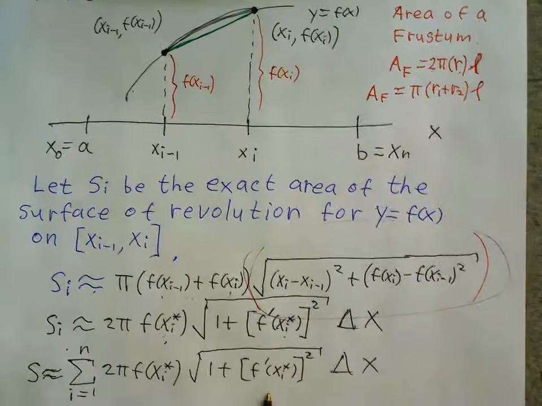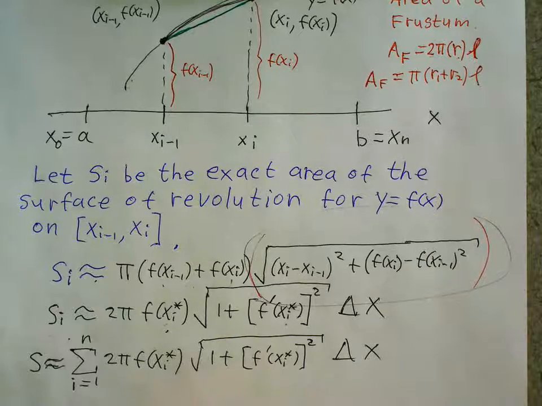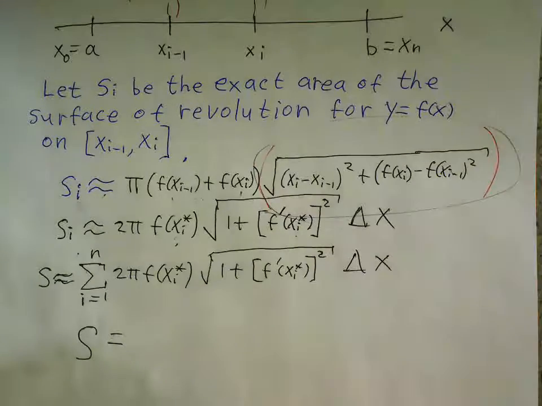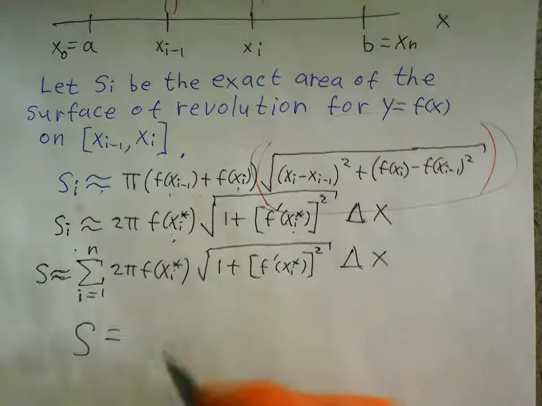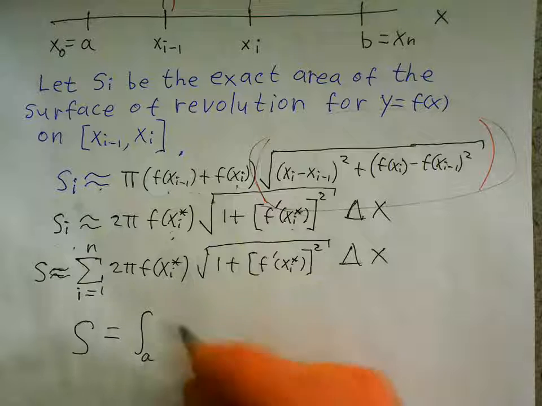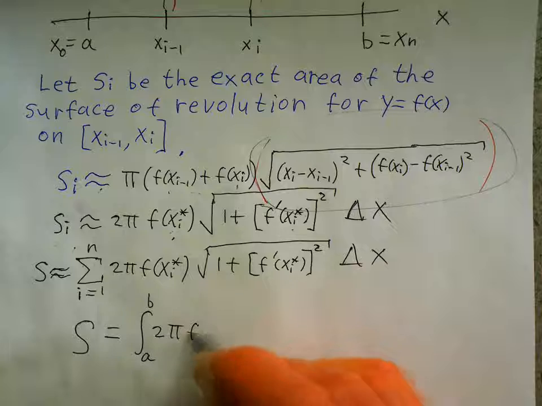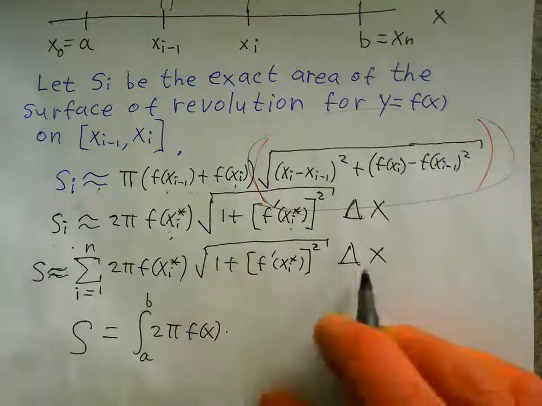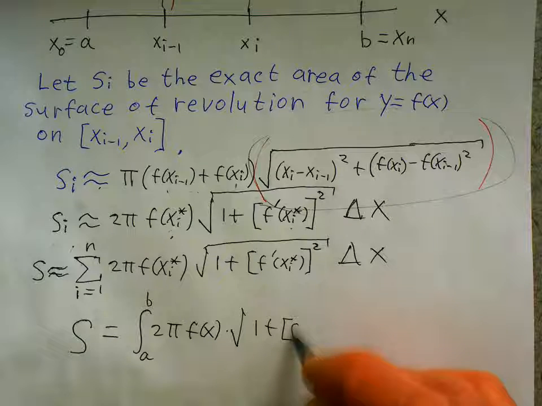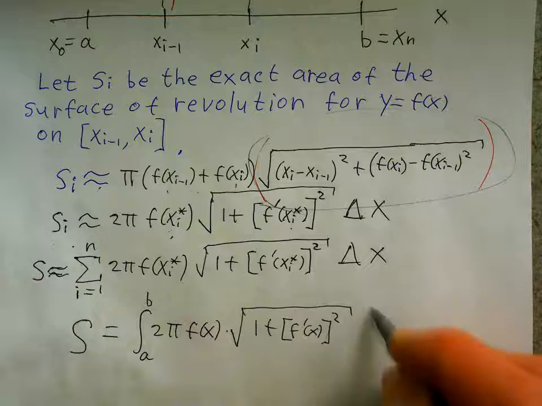And then when we take the limit by letting n go to infinity, we get the formula. So it's the definite integral from a to b of 2 pi times f of x times the square root of 1 plus the square of f prime of x, dx.